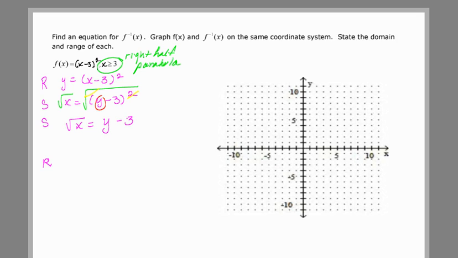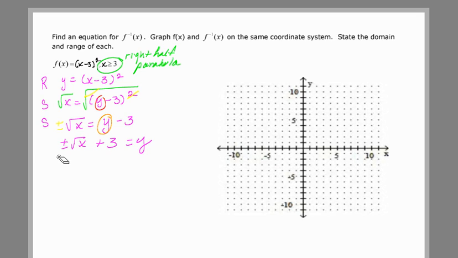But I did forget something. Every time I take the square root of both sides of an equation, I need to incorporate the plus or minus. I'll explain to you where that's going to go. Let's just finish solving for y. Let's just get y by itself by adding 3 to the other side. Here's what it would look like: plus or minus the square root of x plus 3. There's our equation for the inverse.